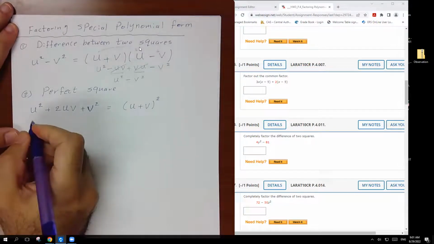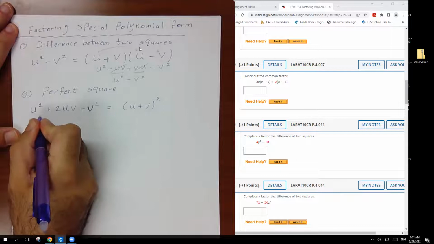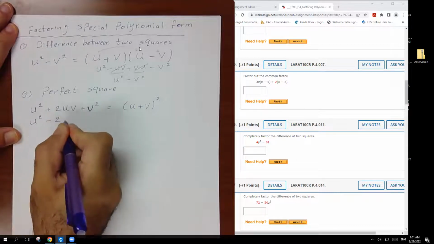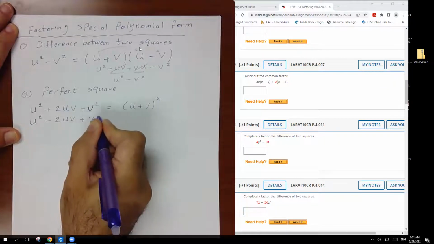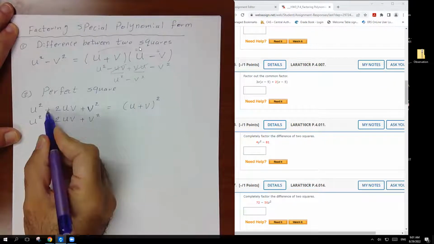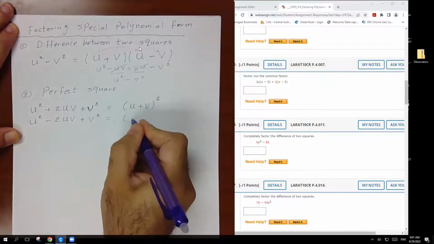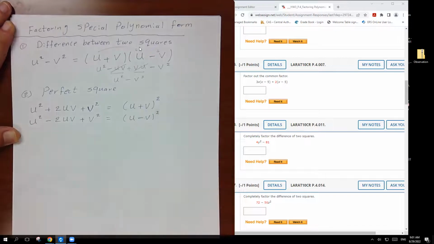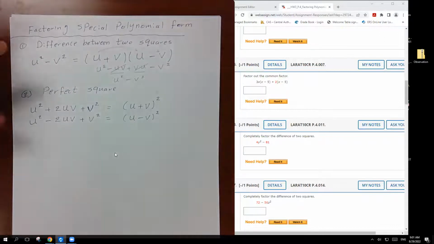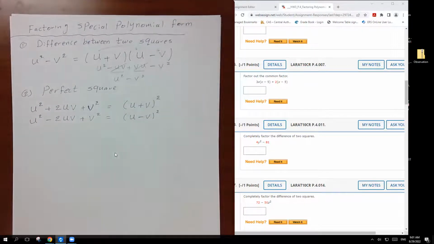If you have u squared minus 2uv plus v squared. You see, if you have minus now instead of plus, it is going to be u minus v squared. So this is the second rule. Okay, so we have two rules, difference between two squares and perfect square. Let's do some examples.